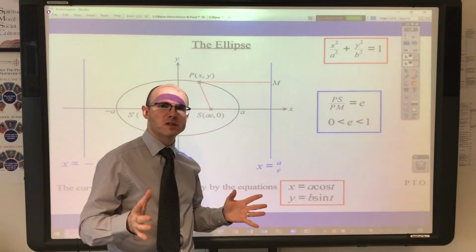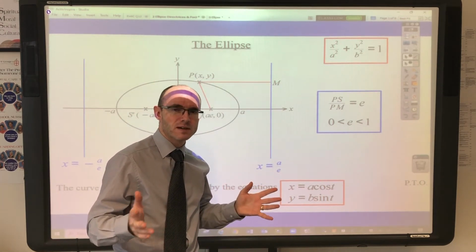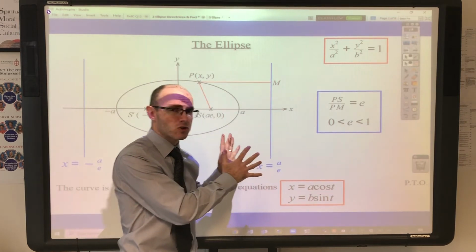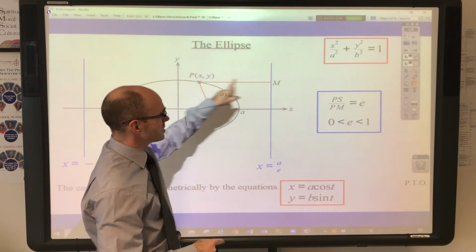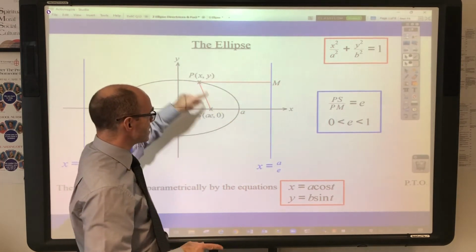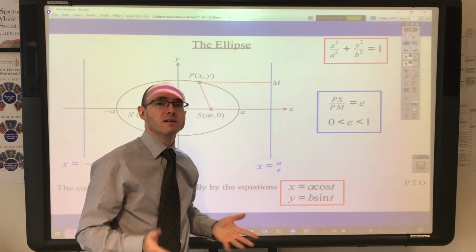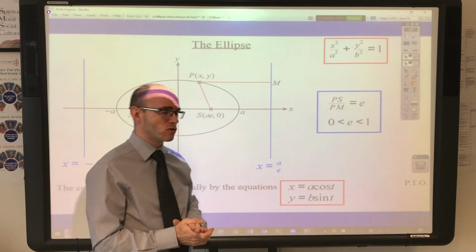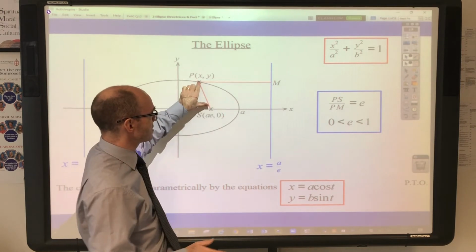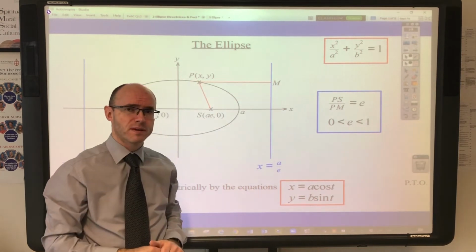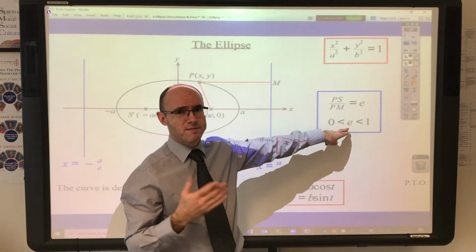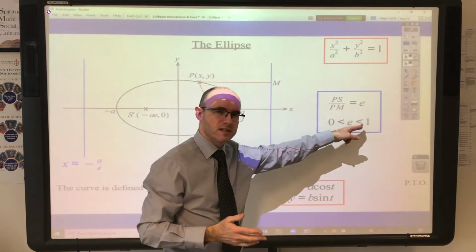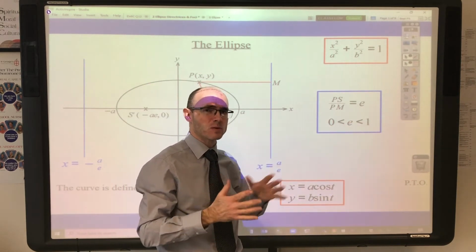If you remember the focus-directrix property of the parabola, the property was that the 2 distances were the same. We can see on the ellipse that's not true. You can see on the ellipse the distance PM is obviously greater than the distance PS. However, we tend to call it the eccentricity. The eccentricity is defined as this distance divided by this distance here, and we say that the value of e is between 0 and 1. We'll get to what happens when e is greater than 1 afterwards, and also what happens when e is 1.